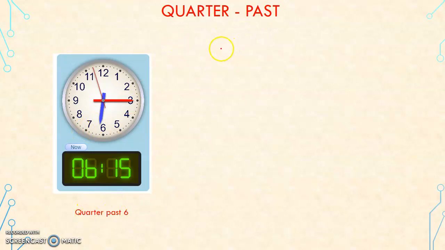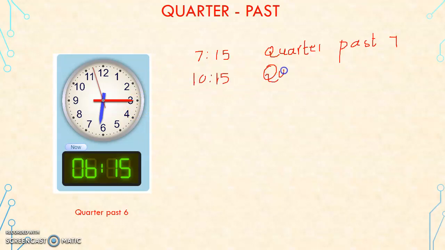Quarter past 6. Similarly, 7:15 ന്റെ time ആണെന്നുണ്ടെങ്കിലോ, this is quarter past 7. Similarly, if it is 10:15 ആണെന്നുണ്ടെങ്കിലോ, how will you say this? This is quarter past 10. Okay.